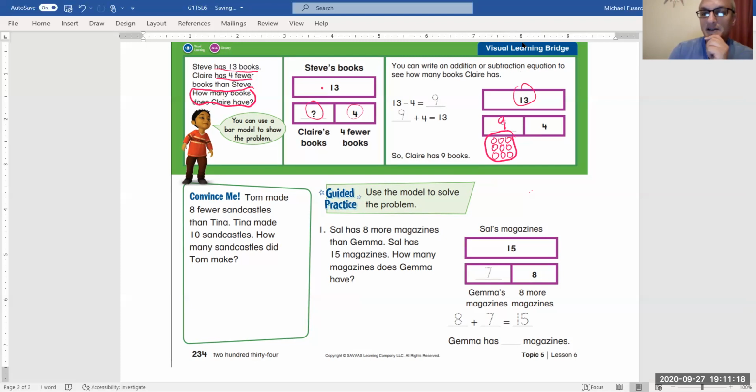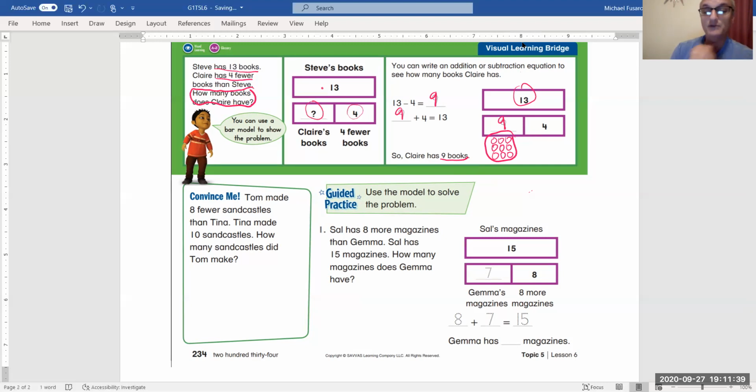So 13 minus 4 equals 9. So that must mean that 9 plus the 4 equals 13. So in the end, we have to answer our question. We know that Claire has 9 books.